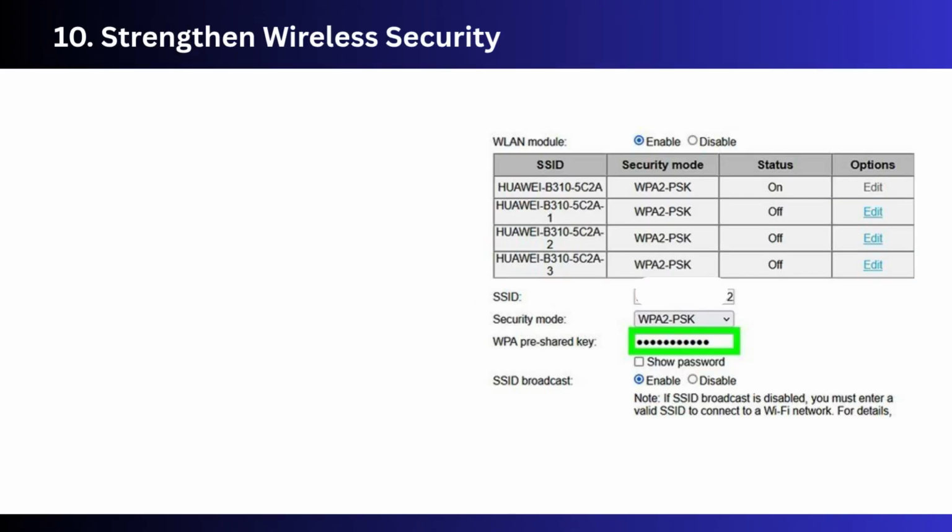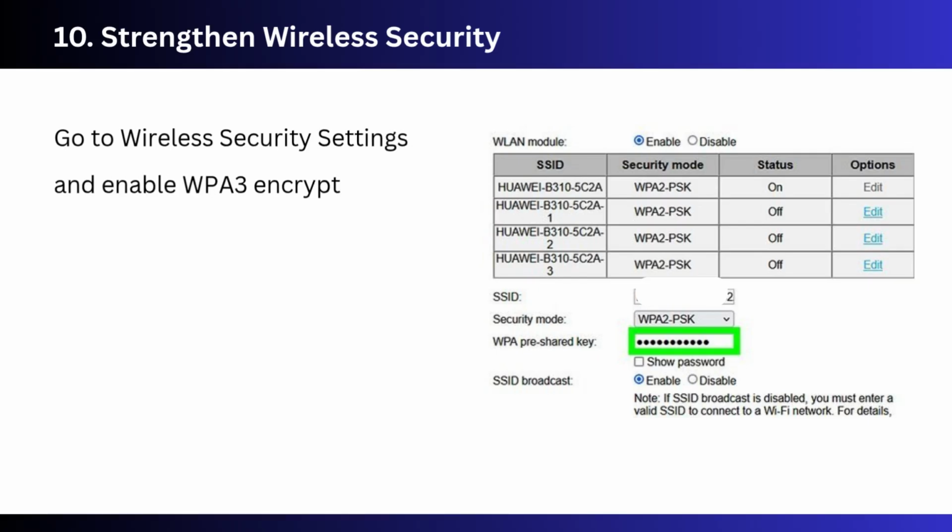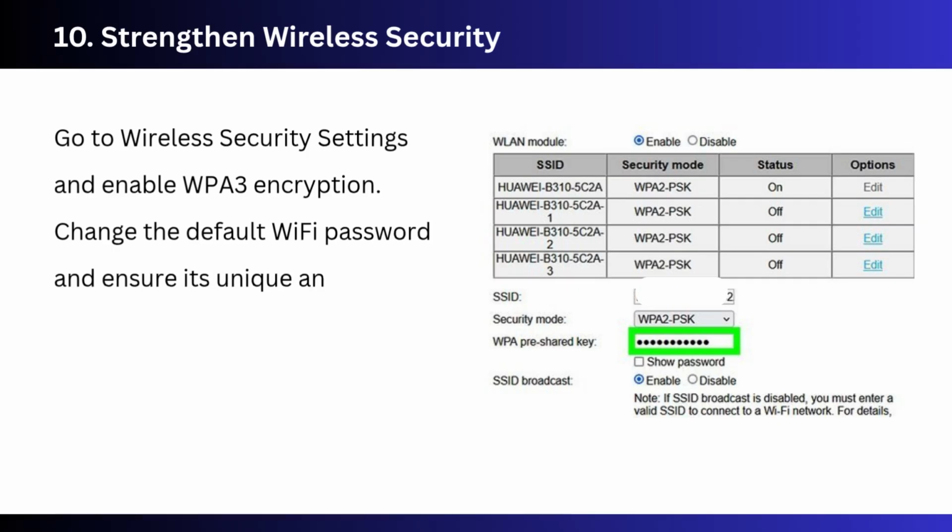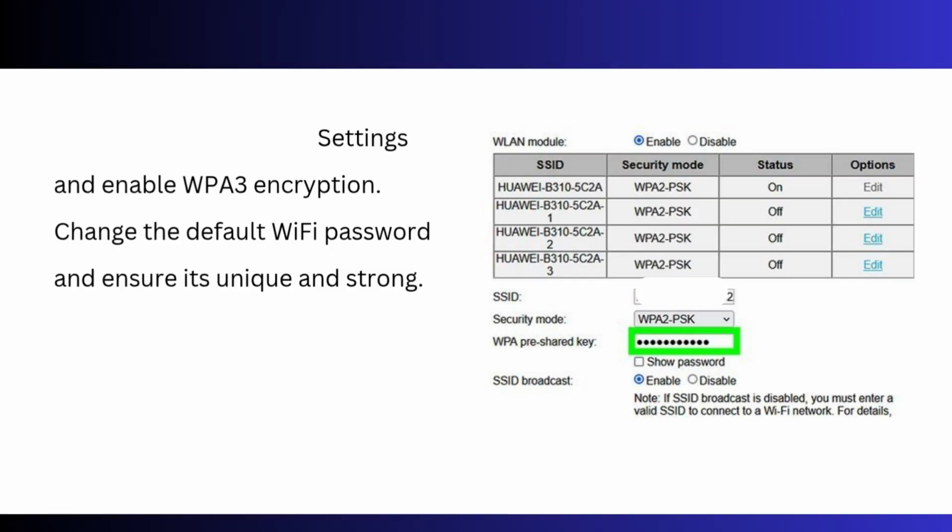10. Strengthen wireless security. Go to Wireless Security Settings and enable WPA3 encryption. Change the default Wi-Fi password and ensure it's unique and strong.